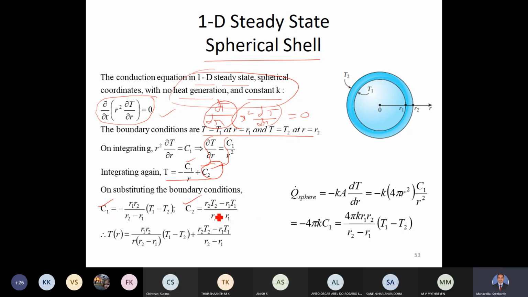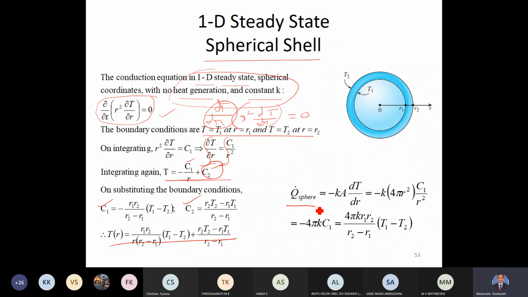Okay, now substitute these two values in this equation, and this is the temperature distribution that you get. So using this equation, at any R1 and R2, between R1 and R2, you can find the temperature at any point. Also, we may be interested in finding out what will be the heat transfer.